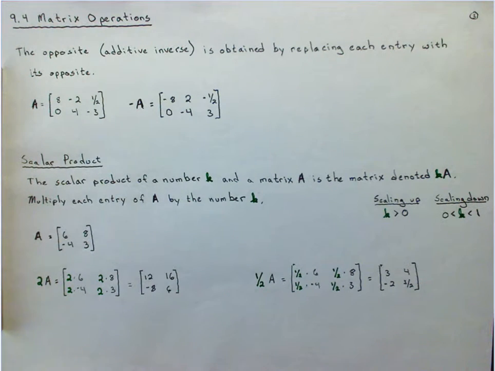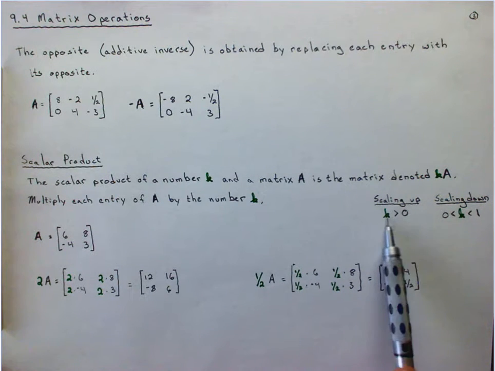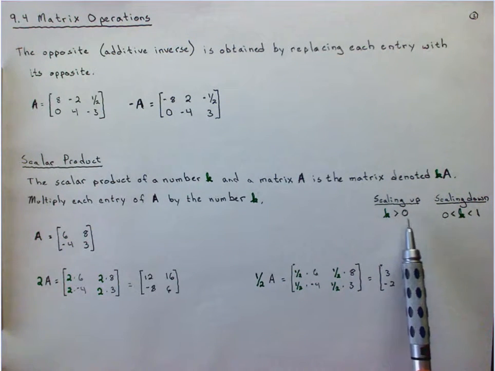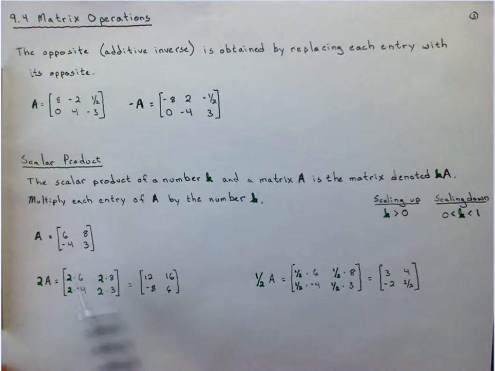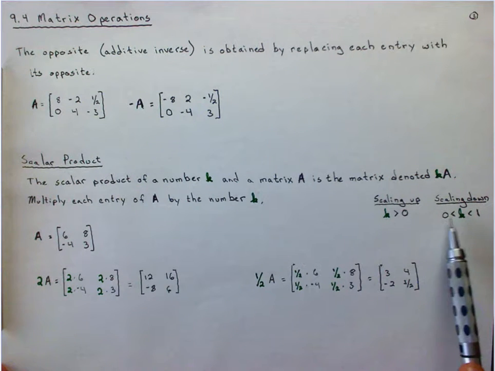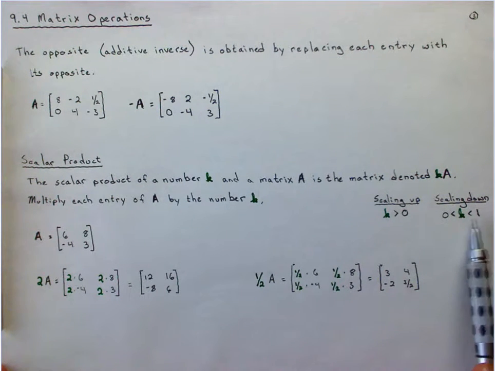The scalar product of a number, and we call it K, and a matrix A, is the matrix denoted by KA, meaning that I'm going to multiply K by the matrix A, which means that I'm multiplying it by all of the entries. So, scaling up, K will be greater than 0. It means I'm increasing the entry values. Scaling down, K will be between 0 and 1. It's a fraction.